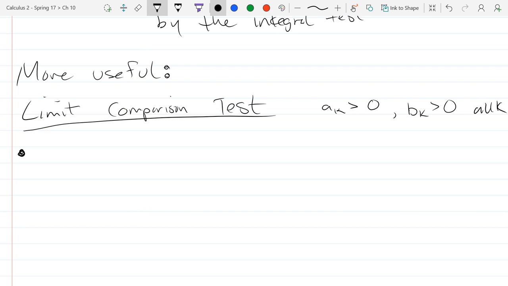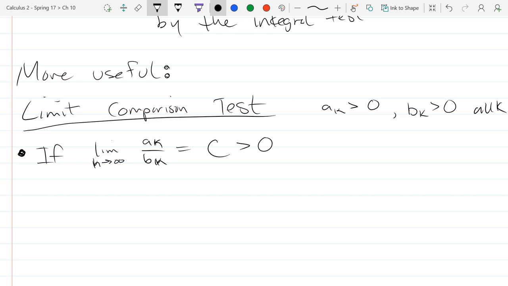So I'm going to write these down, the most useful one first. If you are careful, you can pick a b_k that will always have this relationship right here. So if the limit as k approaches infinity of a_k over b_k, so you're actually dividing the terms, equals a number that is greater than zero.